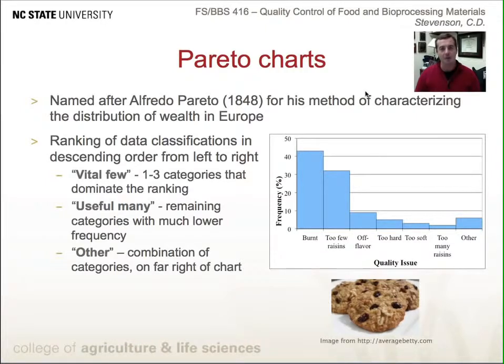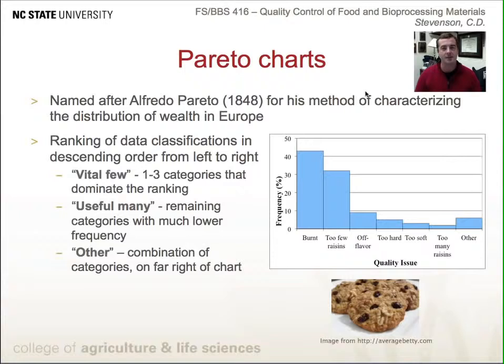You might think of the elite 1% that's talked about in the U.S. We talk about taxing those elite 1% so that the rest of us can benefit from them. How would you characterize the elite 1% as compared to the rest of the population? So here we can start out with an example in foods. Think about oatmeal cookies. The way this works is you rank data classifications in descending order from left to right.